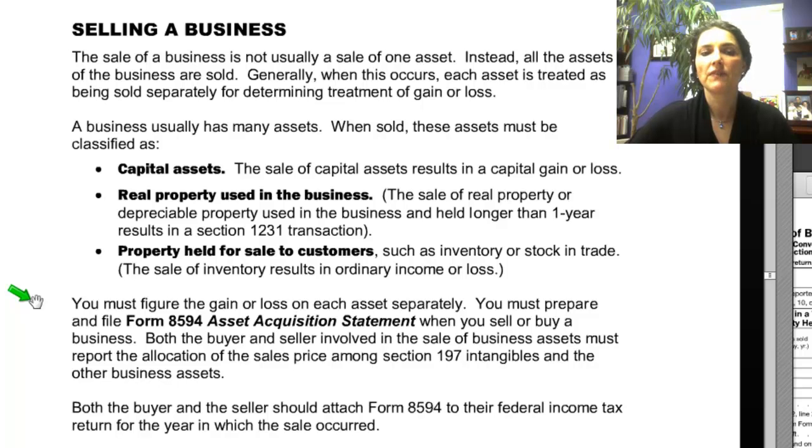You must prepare and file Form 8594, Asset Acquisition Statement, when you sell or buy a business. Both the buyer and seller involved in the sale of business assets must report the allocation of the sales price among Section 197 intangibles and the other business assets. Both the buyer and the seller should attach Form 8594 to their federal income tax return for the year in which the sale occurred.